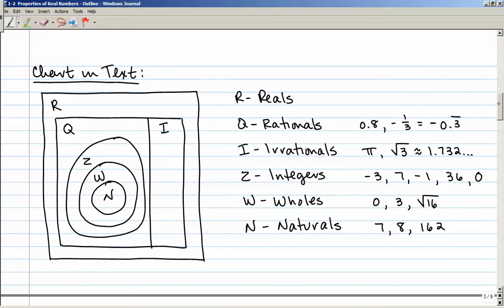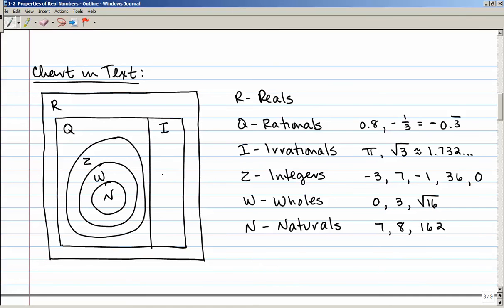There's a really cool chart in your textbook, and I tried to copy it here, not quite as neatly, that shows you the different categories of numbers that we know. The largest box here is represented by the letter R, and that's the real numbers. So all the numbers you know are real numbers. Within real numbers, there's Q and I. Q stands for the rational numbers, and I for irrational numbers.